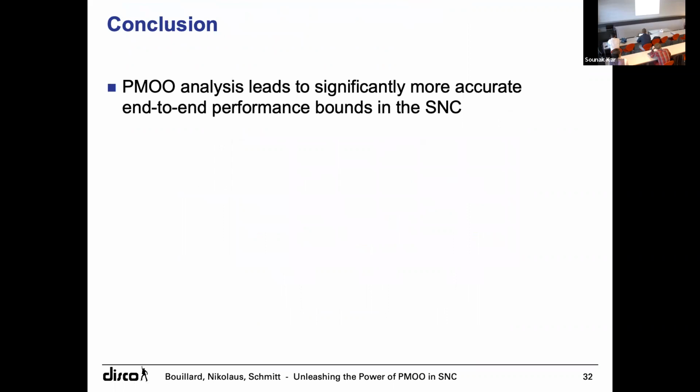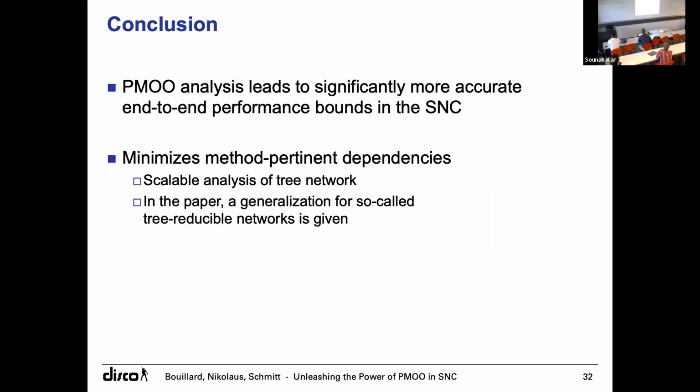So let me now summarize the situation here. We have shown that the PMOO analysis leads to significantly improved end-to-end delay bounds in the SNC analysis. But not only do we improve accuracy, we also reduce the computational effort because we're able to minimize the number of method-pertinent dependencies. That means, in other words, we are able to obtain a scalable analysis of tree networks, because in that case, we only have to optimize the theta parameter.